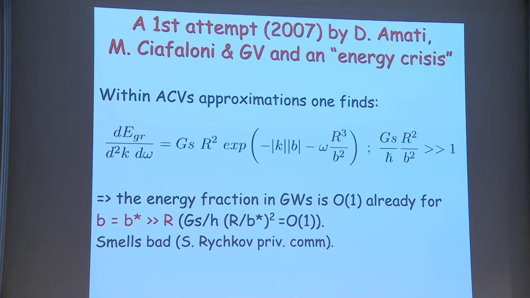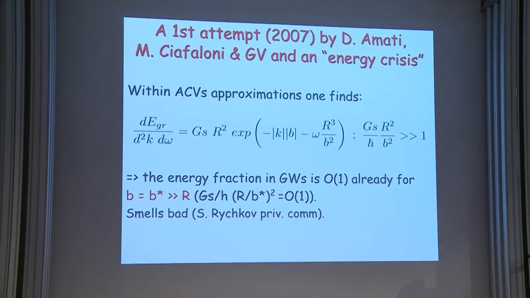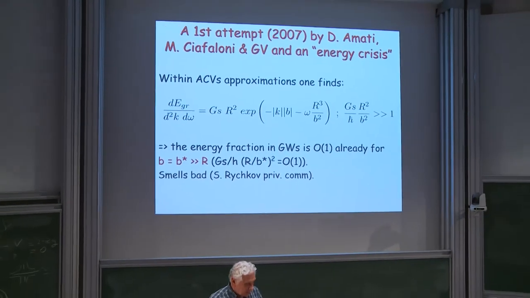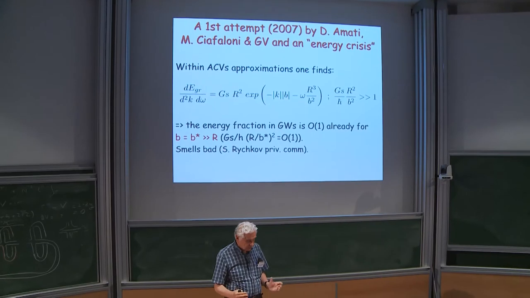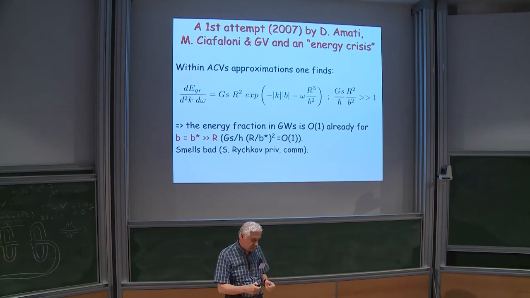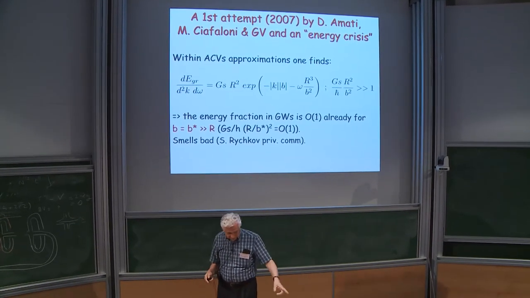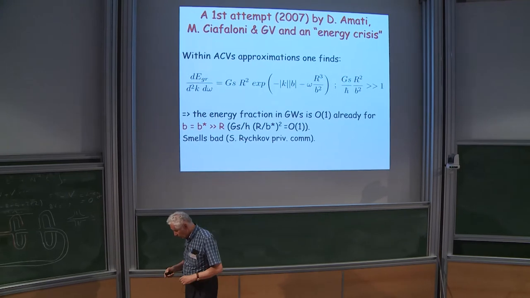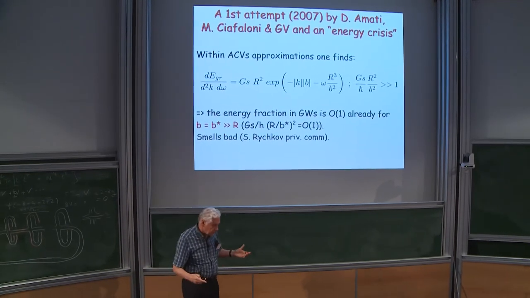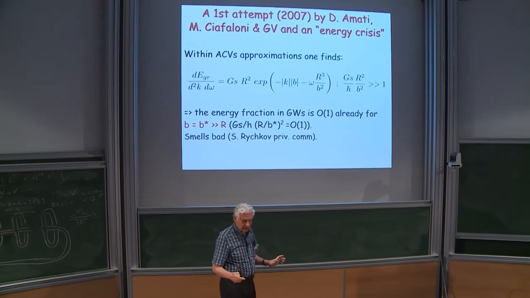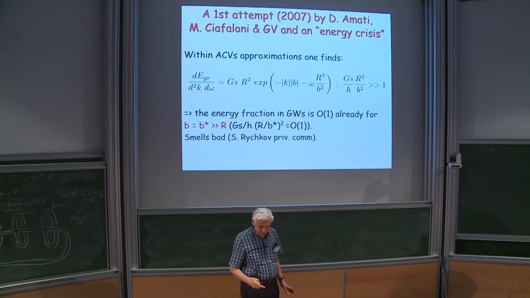Now, of course, I don't have time to review the work I did with Amati and Ciafaloni, but in this 2007 paper, we were making some strong approximations, trying to get to the critical points for collapse and so on. It was not the main aim of that work to find the spectrum. It was a byproduct, but this byproduct could have been greatly affected by the approximations we made.